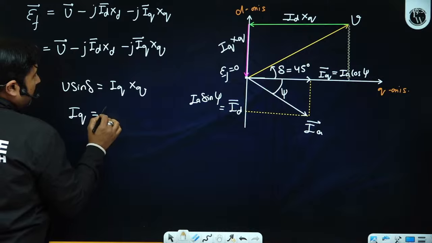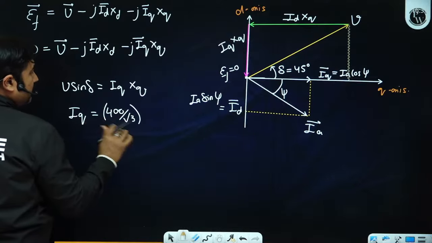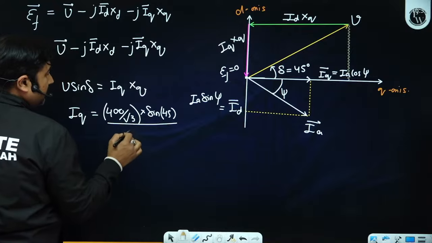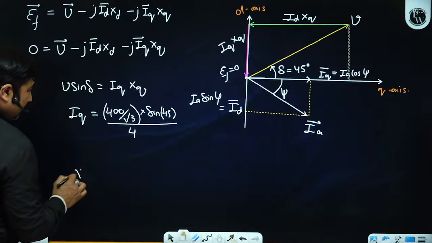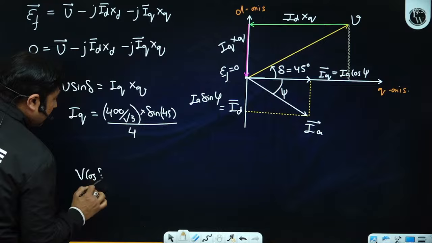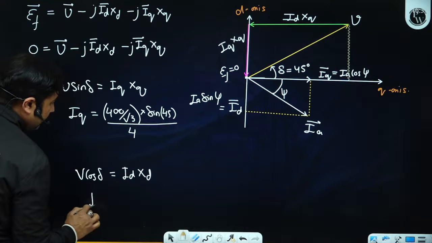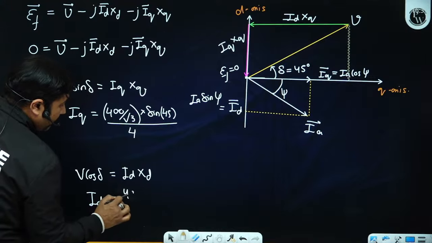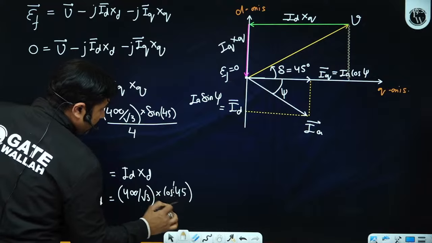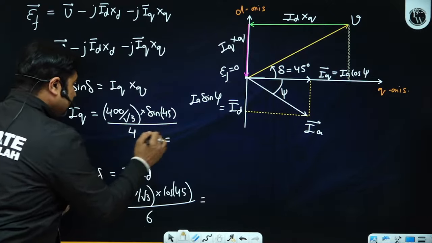and from there you can calculate IQ as V, which is 400 by root 3 per phase voltage, into sine of delta, which is 45 degree, divided by XQ, which is 4 ohm. Yes, sir. Similarly, you can calculate ID as well. V cos delta is equal to ID XD, and ID will become 400 by root 3 into cos of 45 divided by XD, which is 6. Okay. So, very easy, sir.